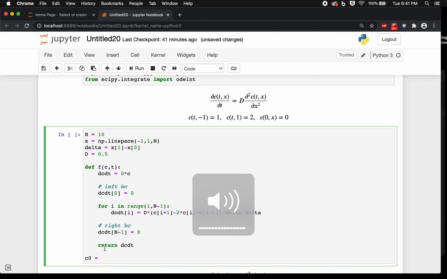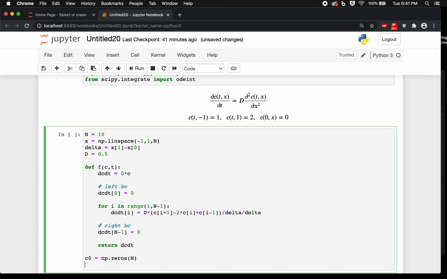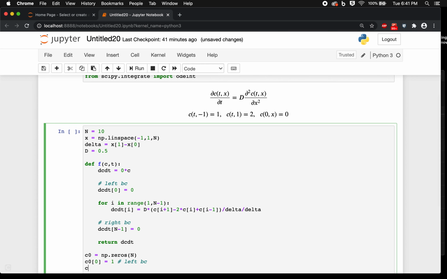So define our initial condition. We're going to set c naught, because it's zeros, we're going to just set np.zeros of n. And the only thing we're going to have to do is adjust this for our boundary condition. So we know the leftmost point is equal to 1. So c naught at the leftmost point is equal to 1, and that's our left boundary condition. And then c naught at n-1 is equal to 2, and that's our right boundary condition.